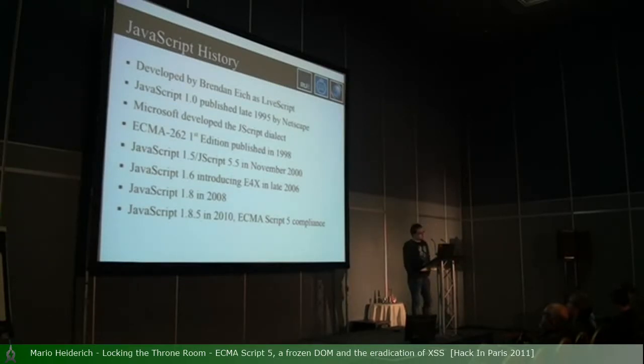After some years, in 1998, the ECMA 262 first edition was published, which was kind of standardizing JavaScript and defining several rules how JavaScript interpreters should handle the whole thing. And 2 years later, JavaScript 1.5 already came out, and synchronously JScript 5.5 was released. You notice the higher version number, sounds cooler and all these things.